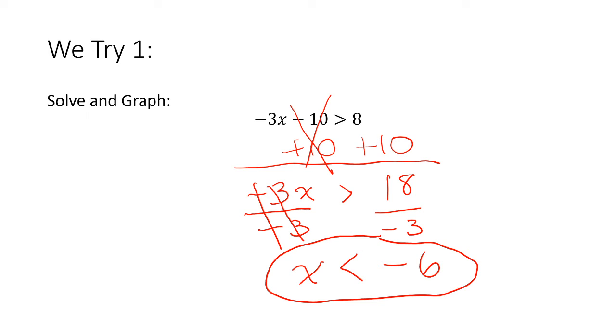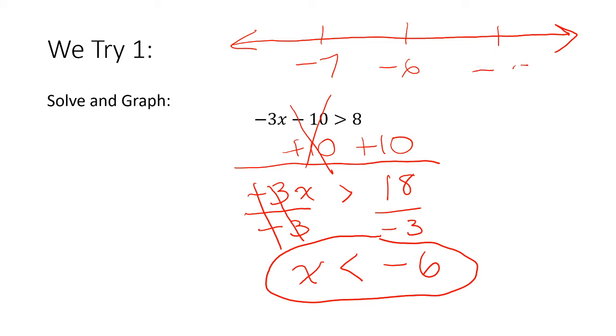Now let's solve and graph. So I'm going to graph. Here's my number line. Here we go. Negative 6, negative 7, negative 5. I want a hollow dot because it doesn't include negative 6, and an arrow pointing smaller than negative 6. So my graph is going to look like that.